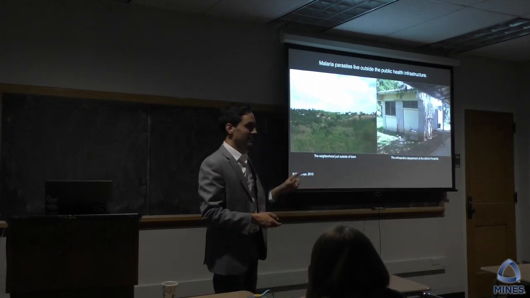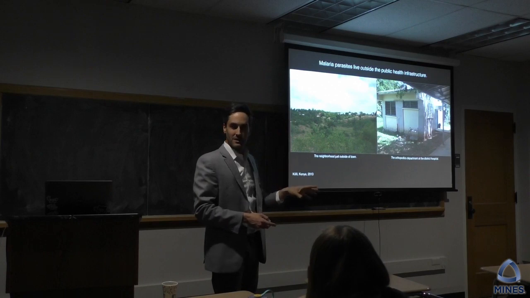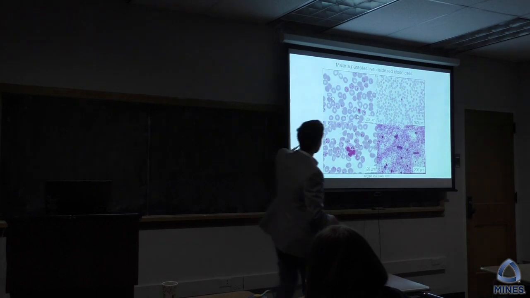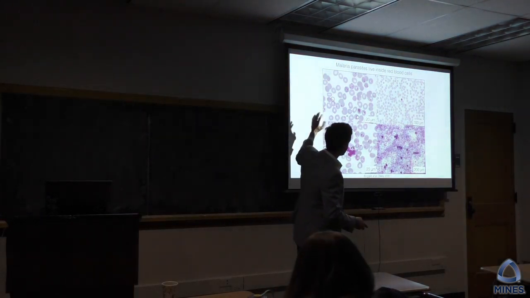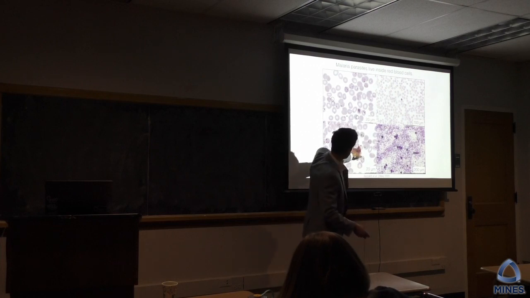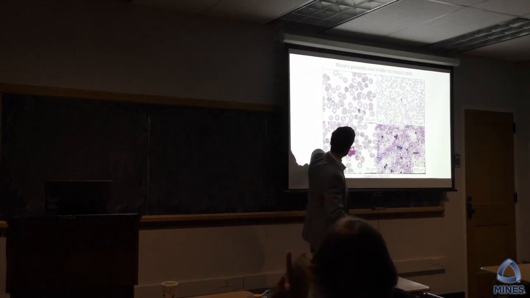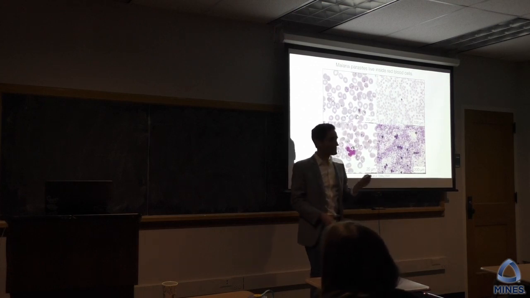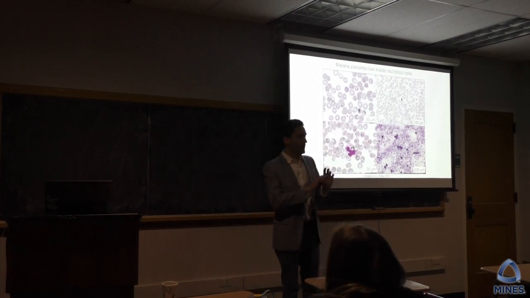But the other challenge is not just that malaria lives outside the public health infrastructure, but where it lives in the body. So it lives inside red blood cells. So these are the same kind of stain, but at different levels of magnification. And if you can see this little blob with a ring attached to it, these different parasites in different stages, that's where the parasite lives. It spends most of its time inside red blood cells, hiding out.